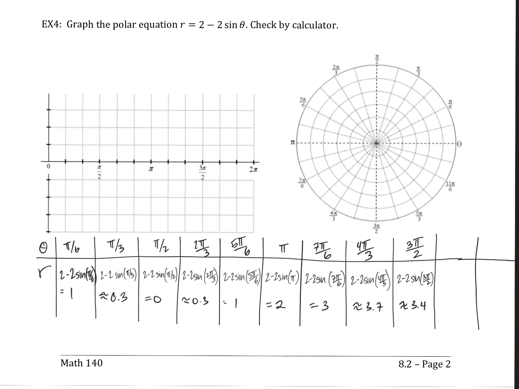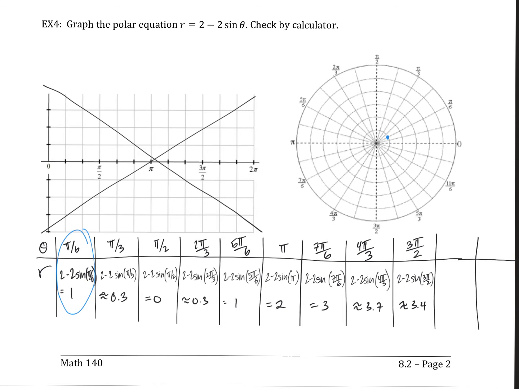Okay, so let's go ahead and graph these, and let's see if we need anything else. We might need a few more theta. Okay, so graphing this, for this example, we're not going to look at this graph at this time. Let's take a look at the polar graph. Alright, so when graphing this, when theta is pi over 6, r is 1. So pi over 6, r is equal to 1.